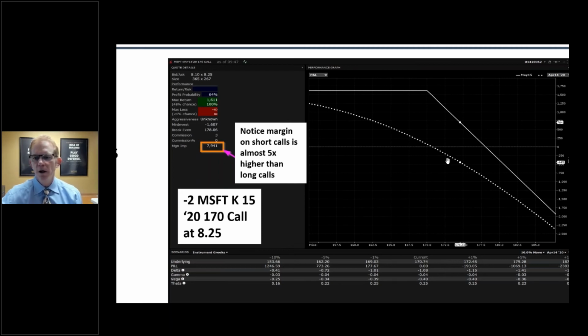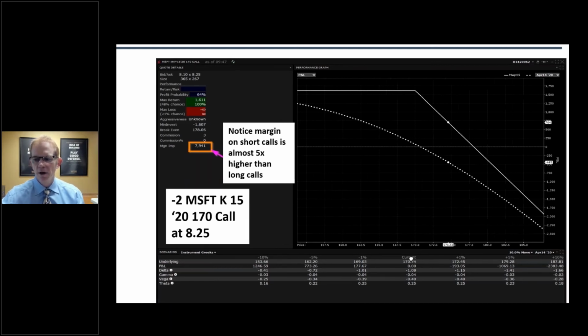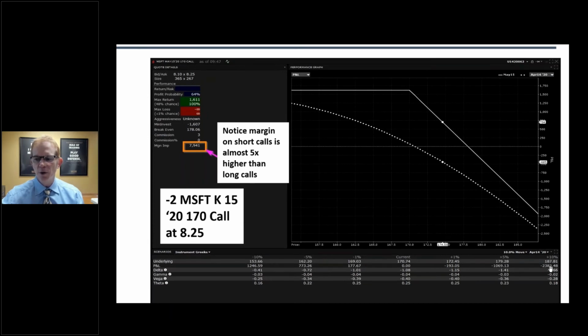Okay. Now, same thing. Here is the curve right now when we do the trade. If we break, we start making money right away. And if we rally, we start losing money right away. And we can see down here, if we break 10%, we make $1,200. If we rally 10%, we lose $2,383. We lose a lot more than we make.